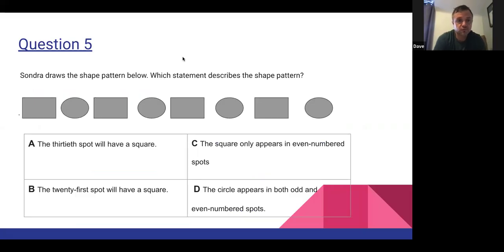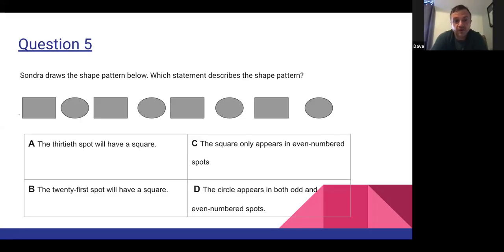So this one, Sandra draws the shape pattern below. Which statement describes the shape pattern? Okay, so I have square, circle, square, circle. And I know they didn't come out as square, circle. It's more like rectangle, oval, rectangle, oval. But when I made them, they were supposed to be square, circle.